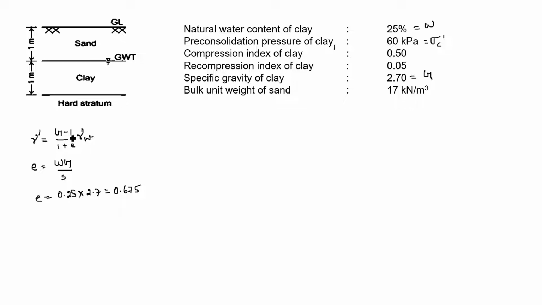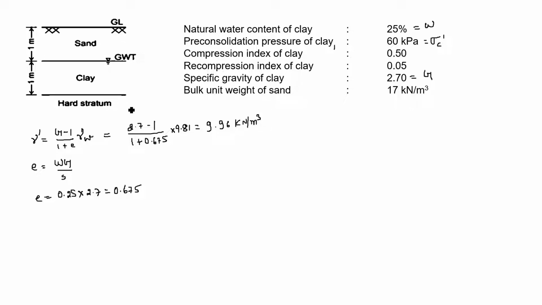Now putting the value of e in this equation, we will get the gamma submerged. So G is 2.7, (2.7 minus 1) divided by (1 plus e), the value of e which we have computed right now, that is 0.675, into 9.81. After calculating it, we will get the gamma submerged as 9.96 kilonewton per meter cube. That is, the submerged unit weight of this clay soil comes as 9.96 kilonewton per meter cube.